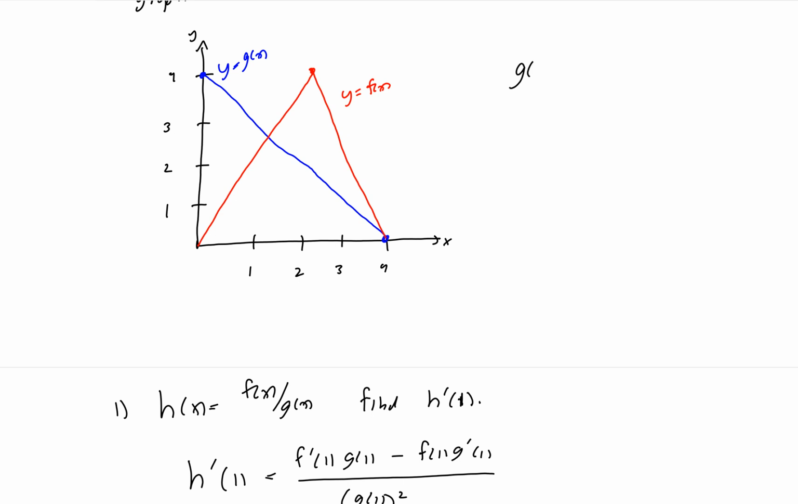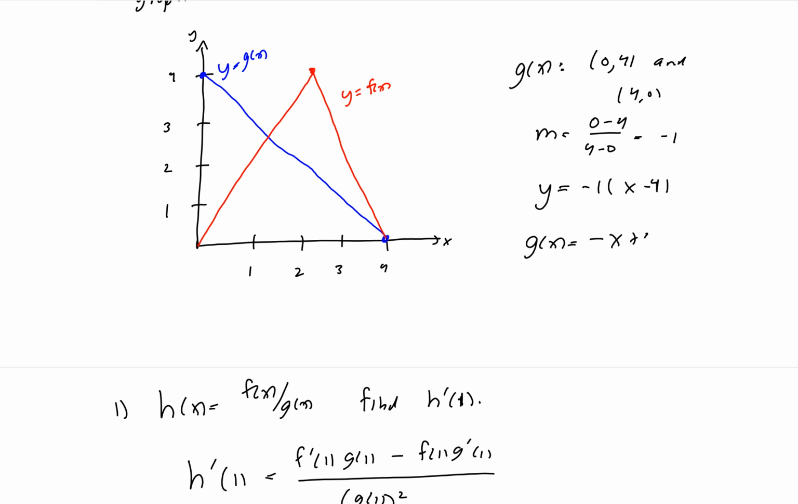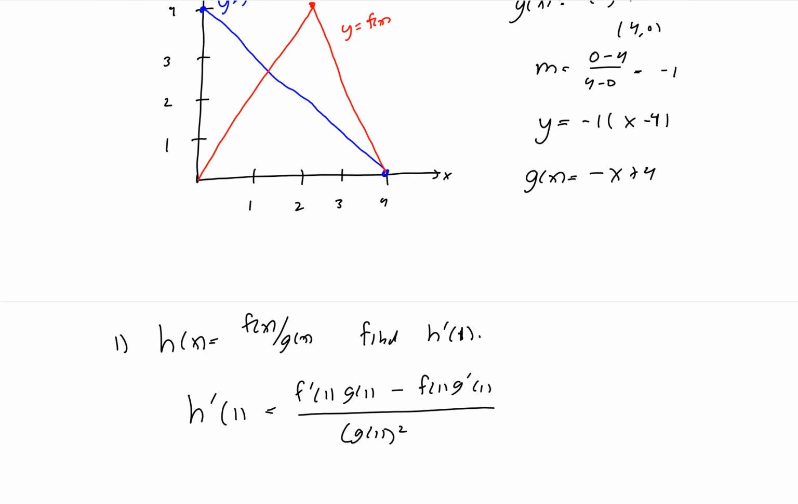So let's start with g of x. Notice this goes through the points (0, 4) and (4, 0). So the slope for this one, we could say 0 minus 4 over 4 minus 0, so this is negative 1. So I can have y is equal to negative 1 times x minus 4, and that would be the equation for that. So g of x is equal to negative x plus 4. We'll come back to that in a second.